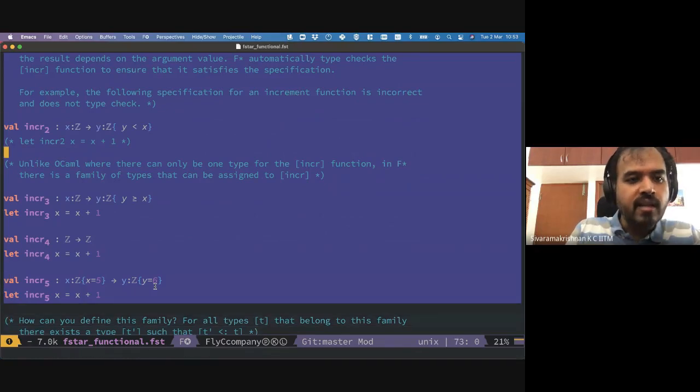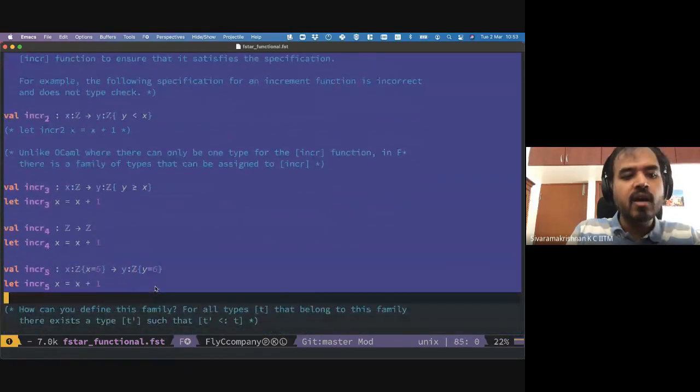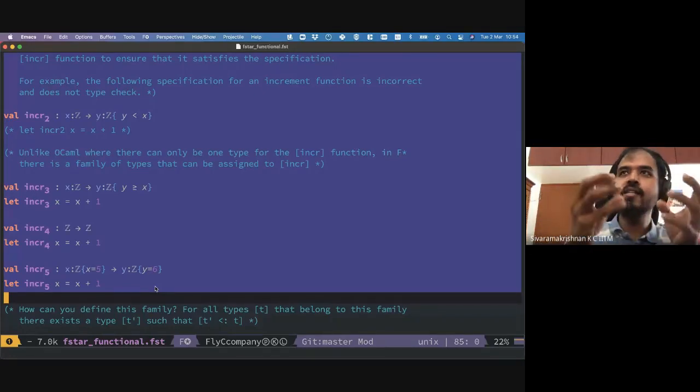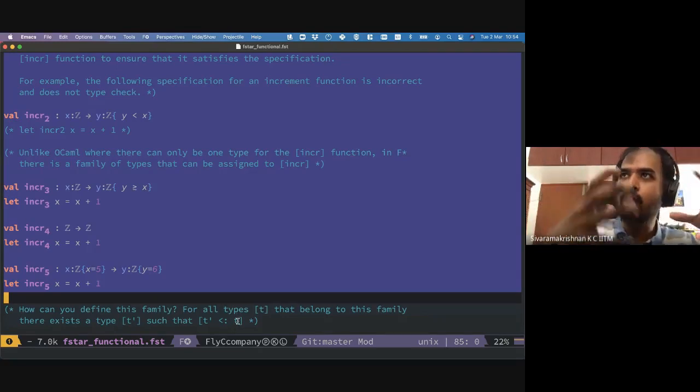All of these types, increment 1, increment 3, increment 4, increment 5, are valid types. So what is the relationship between all these types? The relationship is that they all belong to one family. Let's call this family T, such that there exists a most precise type T prime, which is the subtype of all these types. All these types are under-specifications of what is actually happening in this increment function, right?